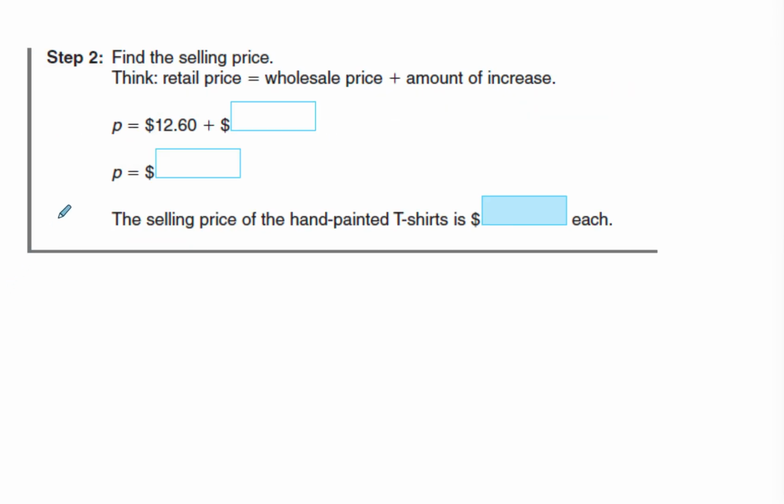So to figure out what they're going to sell it for, we're going to add it to the original price. They already paid $12.60, and then they're going to charge an extra $13.86 to the people they're selling it to, because that's how much extra they want to make. So when we add those two numbers together, we get $26.46. That's our selling price.